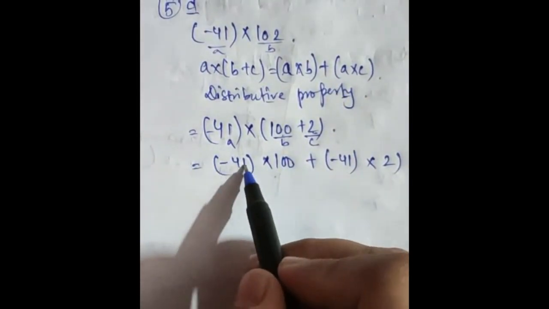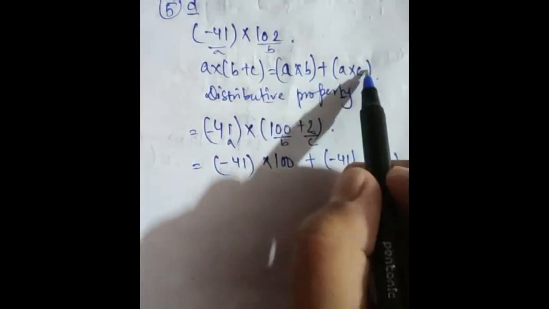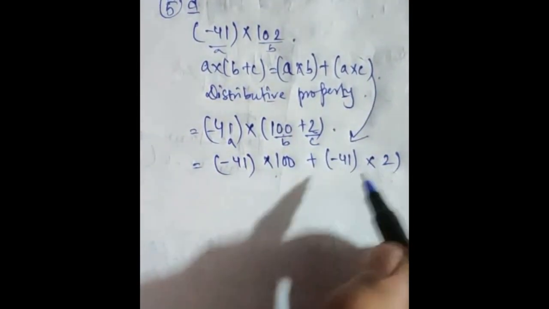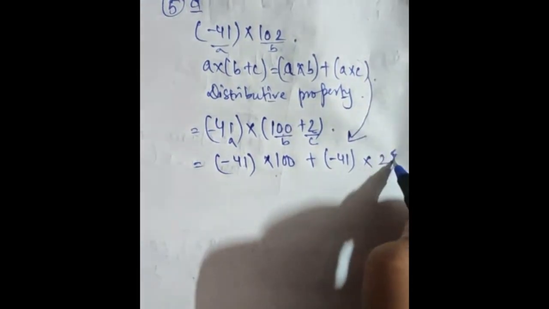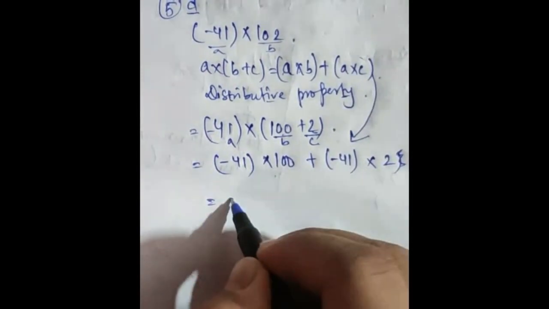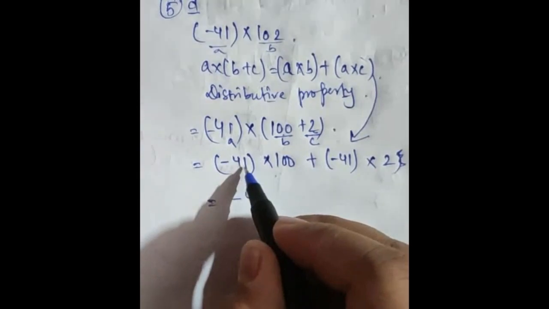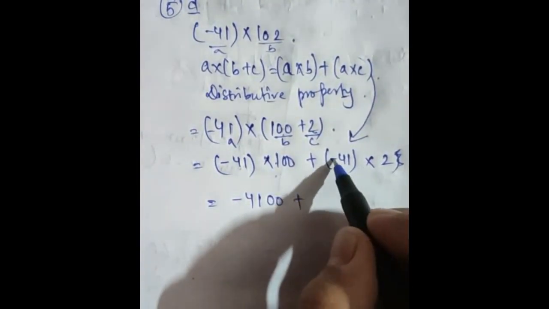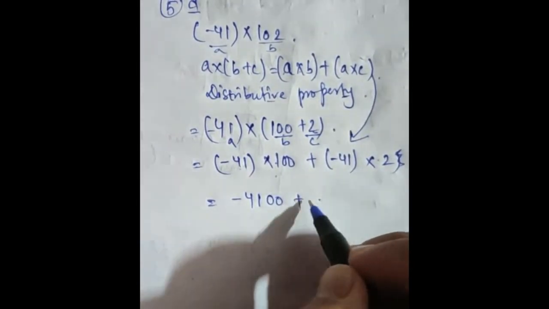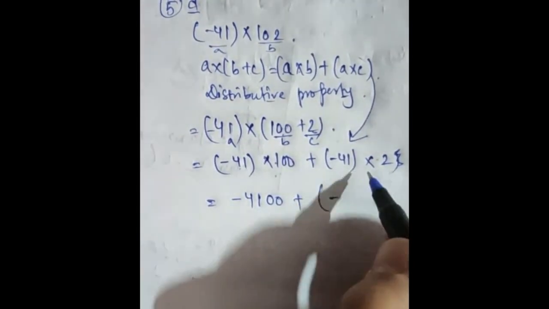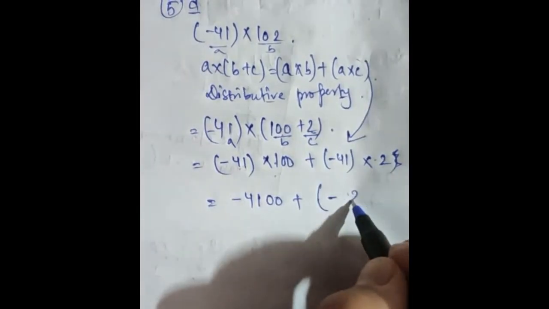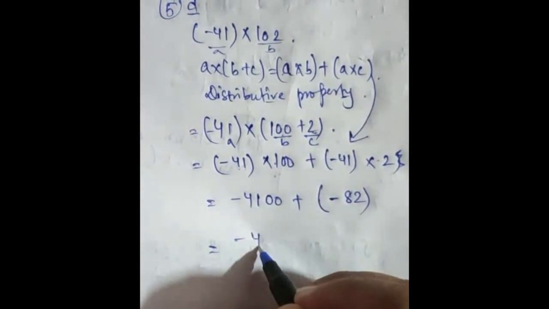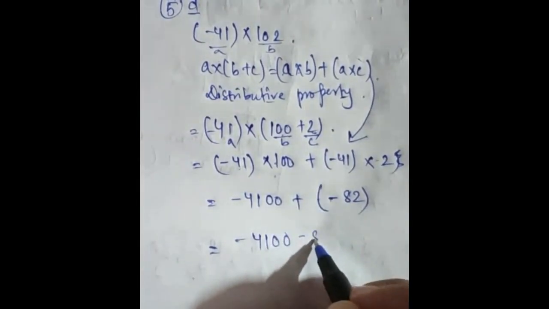So minus 41 into 100 plus, this is the formula, I am using this formula here. Okay, do not get confused, into 2. So now you can multiply with the minus 41 into 100 is minus, 41 into 1 is 41. How many 0? Double 0, plus minus plus is minus. 41 into 2 is 82, right? Now minus 4100 plus minus is minus 82.